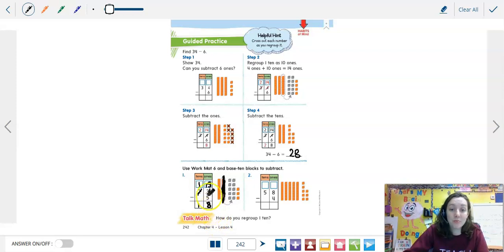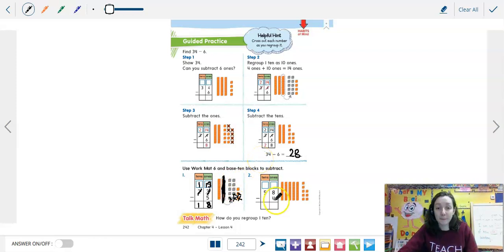Okay, so if we had crossed out the 5 here, 1, 2, 3, 4, 5, you would have seen that there was 8 left. Excuse me. All right, let's try another one.